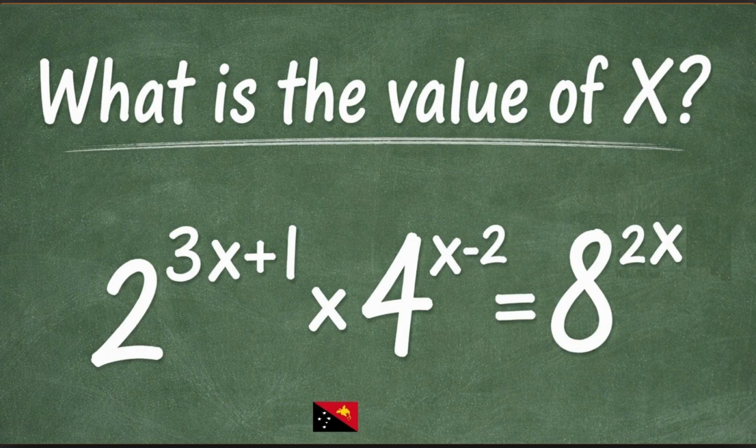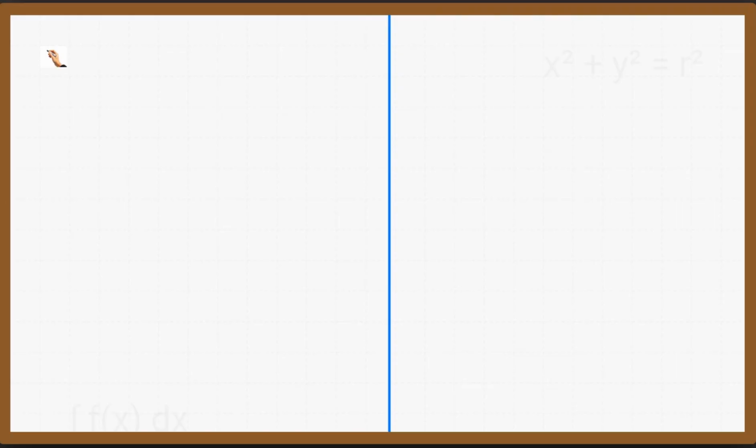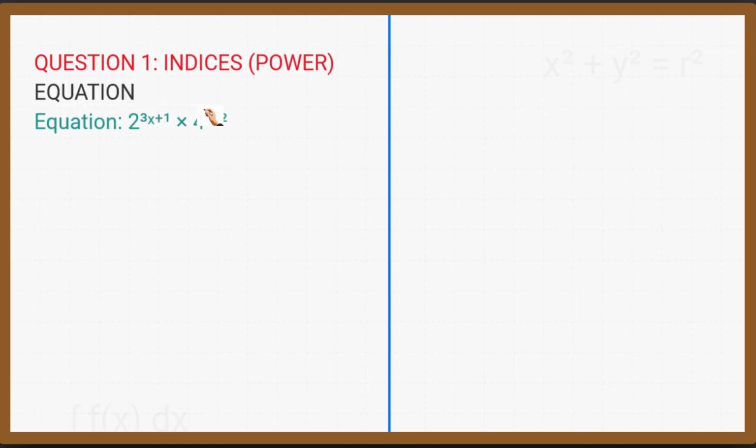Let's read the equation carefully. We are given 2 to the 3x plus 1 times 4 to the x minus 2 equals 8 to the 2x. Notice something important here. The bases are different. We have 2, 4, and 8. This means we cannot compare the exponents directly yet. We are going to solve this problem in 7 simple steps.